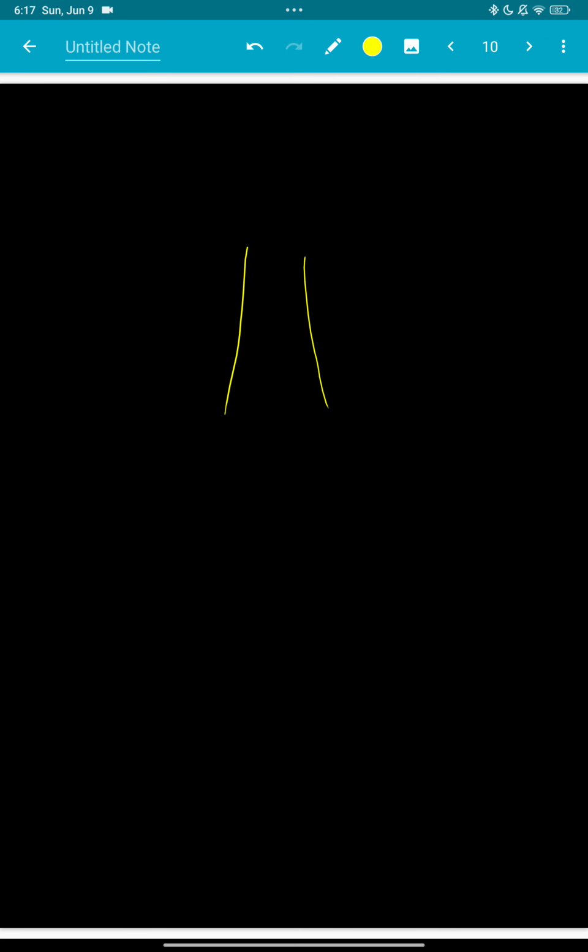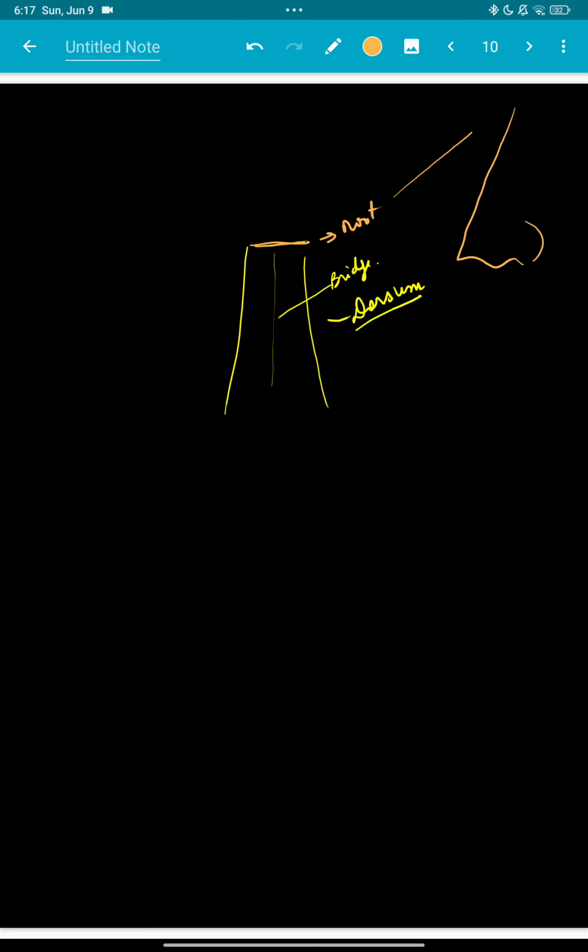So first we have the dorsum. This is the bridge of the nose, right? So this is the dorsum of the nose. This part is the root of the nose. In lateral view it appears something like this. This is the root of the nose. This is the bridge or dorsum of the nose. Then we have the surrounding ala and alar grooves of the nose.